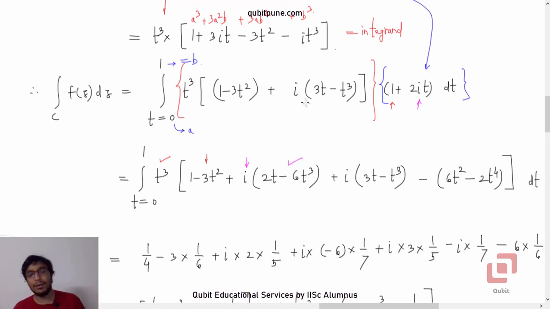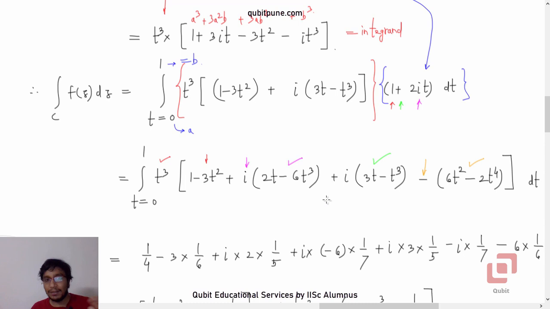Now do the same thing for i into 3t minus t cube. Again take i common, 3t minus t cube will be there as it is. And now take the product of i into 3t minus t cube with 2it. So what will you get? i squared will be minus 1, and then it is going to be 6t squared minus 2t to the power 4.